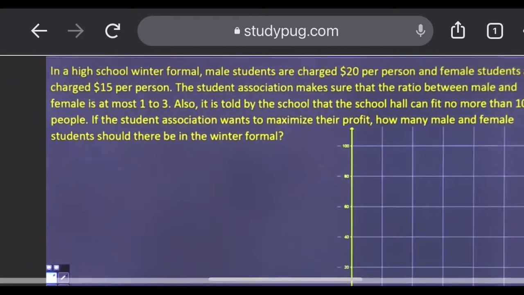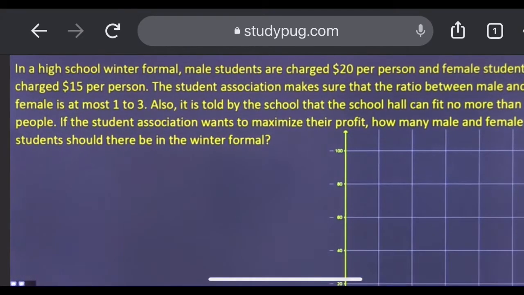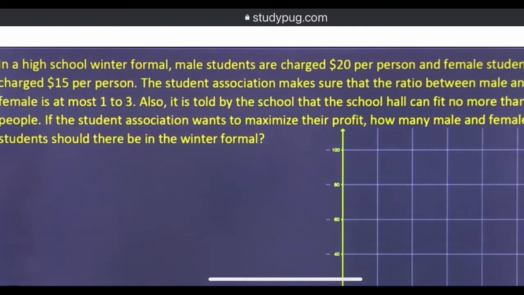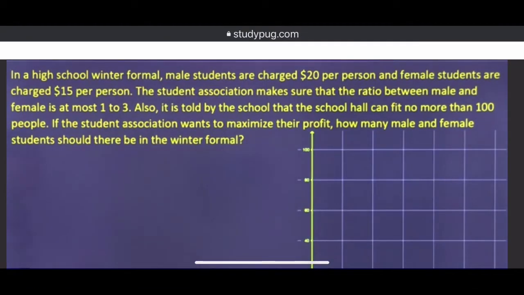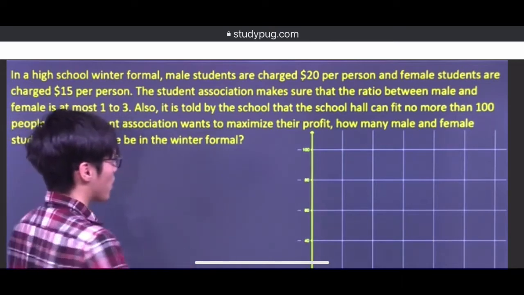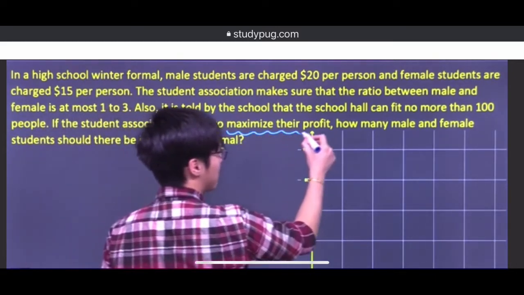Here, in a high school winter formal, male students are charged $20 per person, and female students are charged $15 per person. The Student Association makes sure that the ratio between male and female is at most 1 to 3. Also, the school says the school hall can fit no more than 100 people. If the Student Association wants to maximize their profit, how many male and female students should there be in the winter formal? Now, our goal is to maximize the profit.